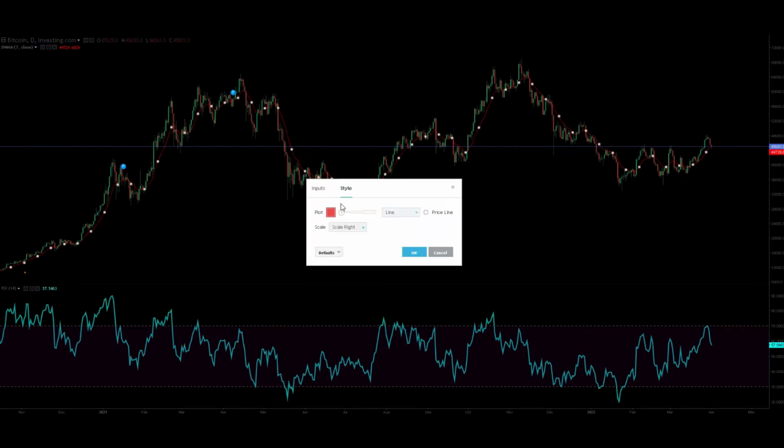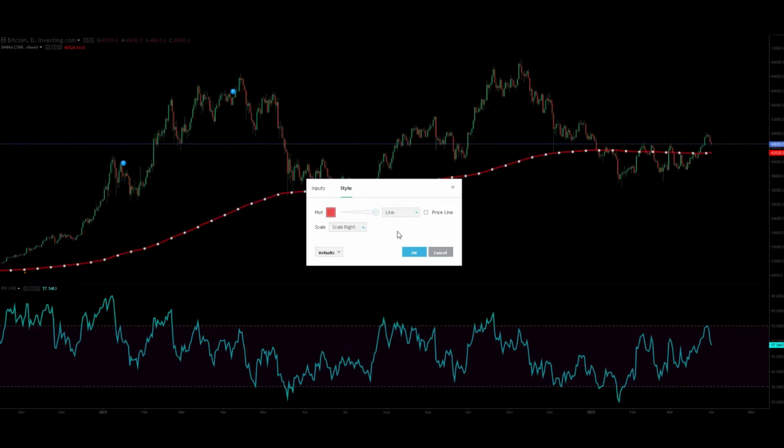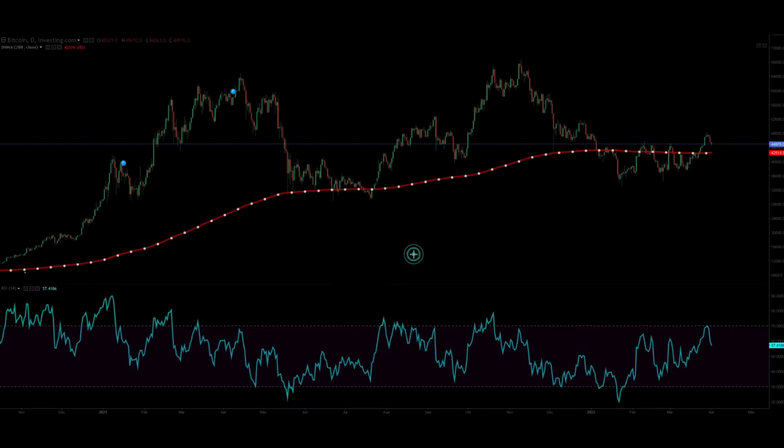Now what I try to do is use the 200 period smooth moving average. Why? Because I'm interested in the long term trend. I don't care what is happening today, next hour, next 2-3 hours. I don't care about that. I want the long term trend. That's why. So let's see.